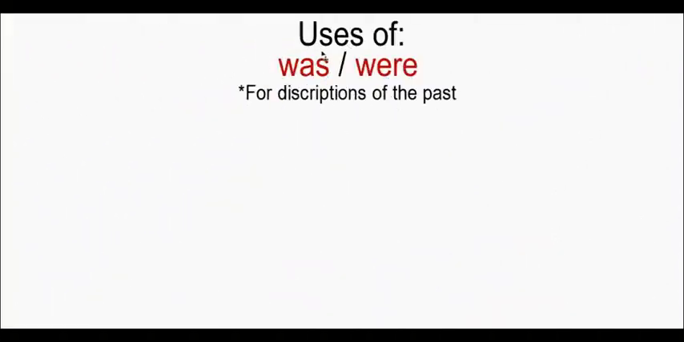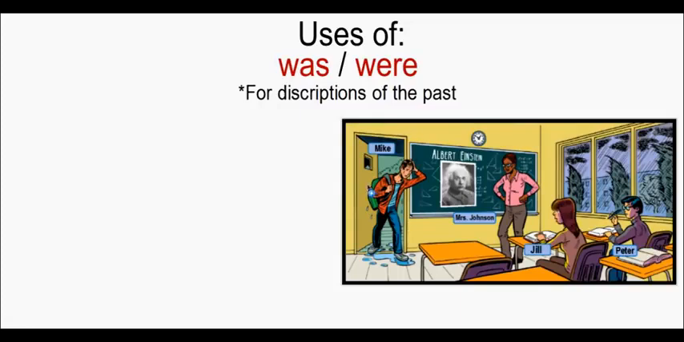Okay, now let's look at the uses of was and were. We always use was and were for descriptions of the past. So, do you remember the picture? Well, let's look at some sentences. For example, the weather was bad. The weather was bad. A description of the weather.